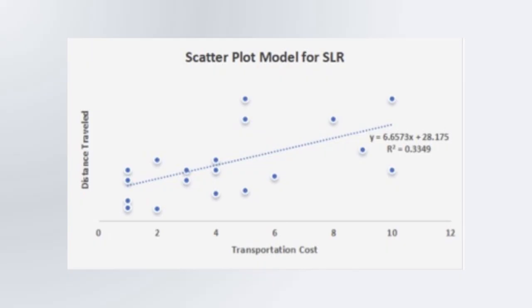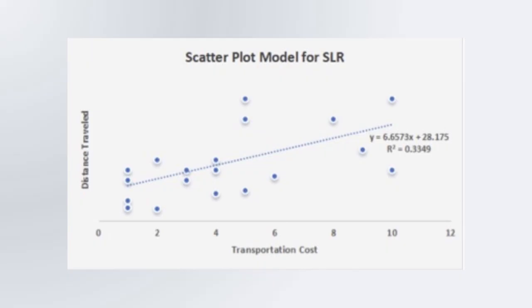Each dot represents an observed data point showing how transportation cost varies with the distance traveled. The dotted regression line slopes upward, indicating a positive correlation between the two variables. This suggests that higher transportation costs are generally associated with longer distance traveled.